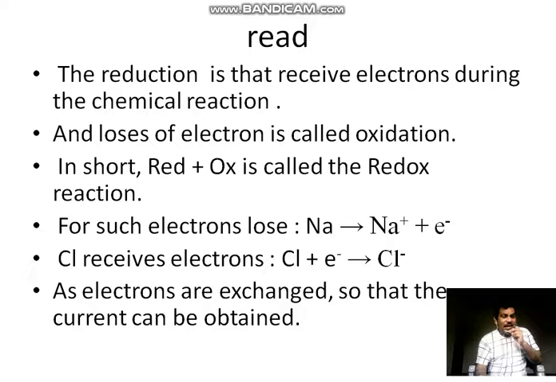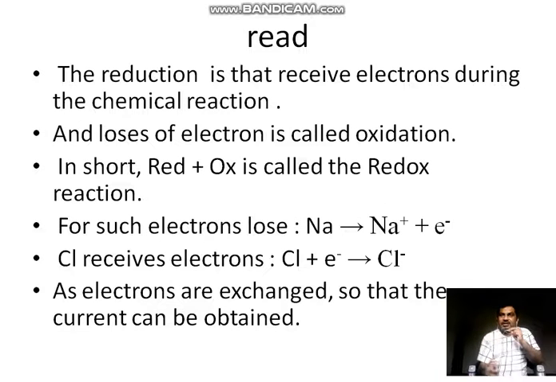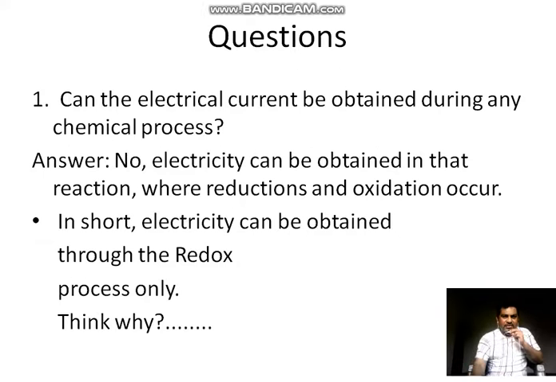So there is a very simple idea that you have to remember. Electron transfer is called electric current. Electricity can be obtained when electrons are taken out from the object. Electrons are exchanged in a chemical reaction, meaning electrons are lost or received. Reduction is receiving the electron, oxidation is losing the electron, together the word becomes redox, and like this, by redox reaction, we can produce electricity.